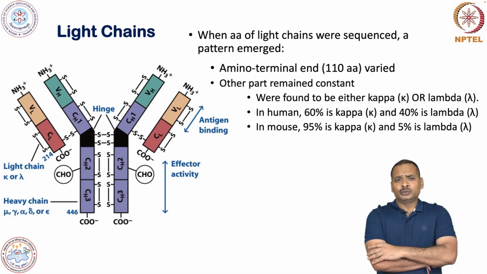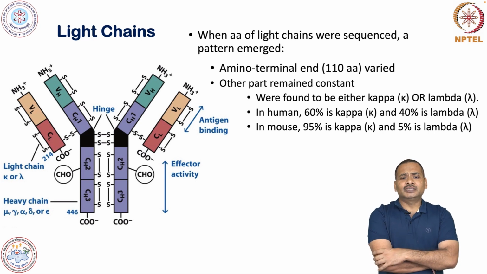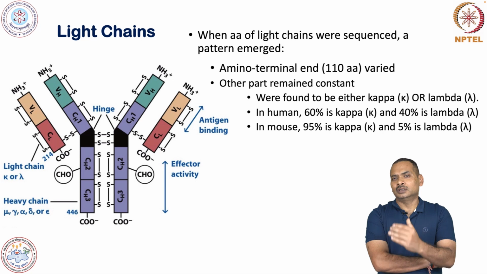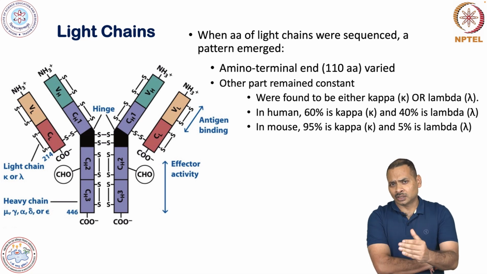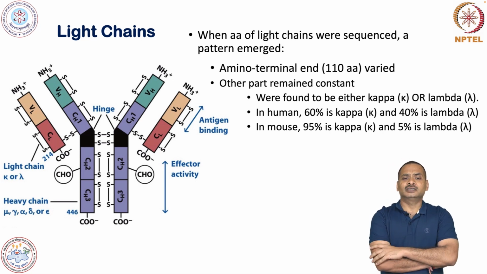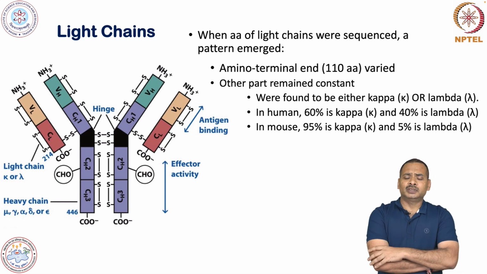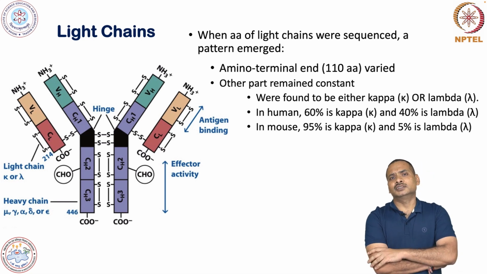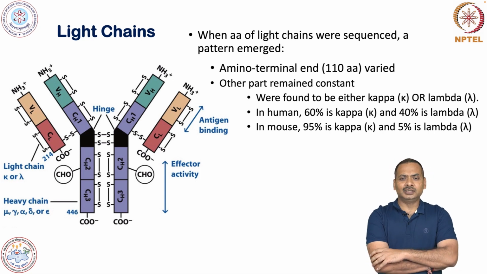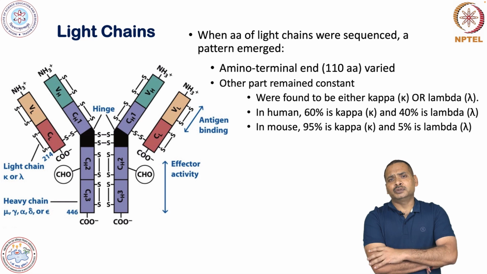and when these were sequenced, they found out that in humans 60% of the constant region in the light chain is kappa type and 40% is lambda type. Okay, and in mouse about 95% is kappa type and only 5% is lambda type. Okay.